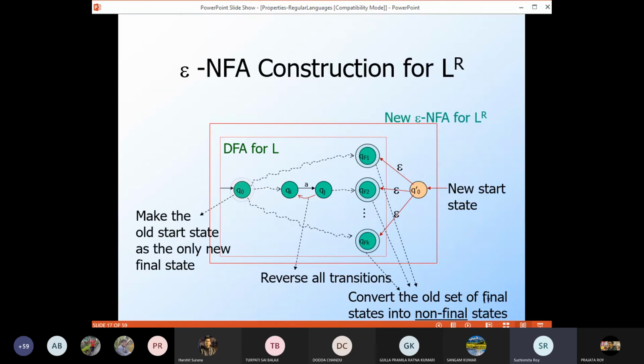Reversal is important. Complement is important. Complement, remember, all the strings which were previously accepted will now be rejected. All the strings which were previously rejected will now be accepted. So we just interchange the set of final and non-final states. That's all. So I think we will stop here today.